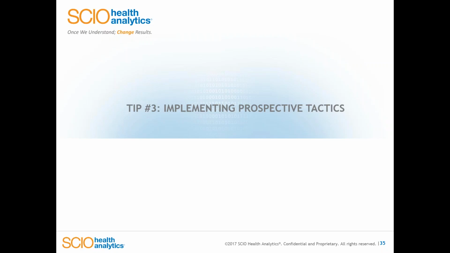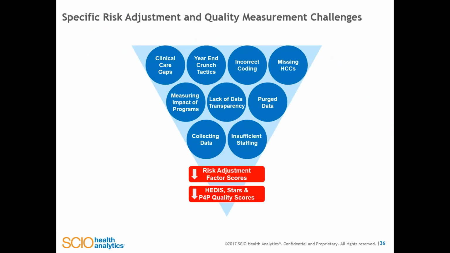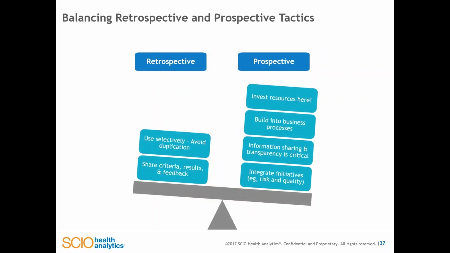Alrighty, so prospective tactics. We've talked about this for quite a long time. Prospective: it's better to know what you need to do, go out and do it, than to look backwards and hope it was done. The slides will be available on our website after this, and you can take a look. I don't think this is really new to anybody. Any deficiencies in any of these items is going to decrease your risk factor as well as HEDIS, and you have to balance those two tactics.